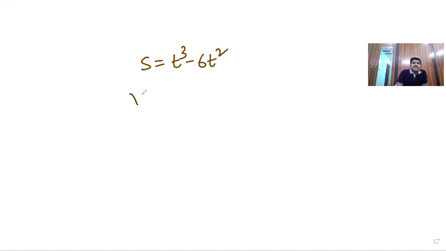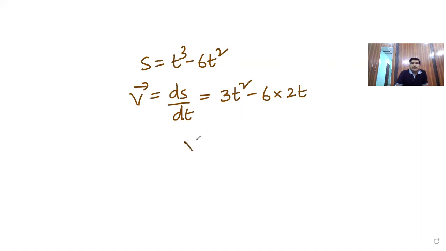From this, velocity is what? V bar is ds by dt. We have to differentiate it. Differentiation of this is 3t square minus 6 into 2t. T square differentiation is 2t. T cube is 3t square. So V bar becomes 3t square minus 12t. This is velocity.